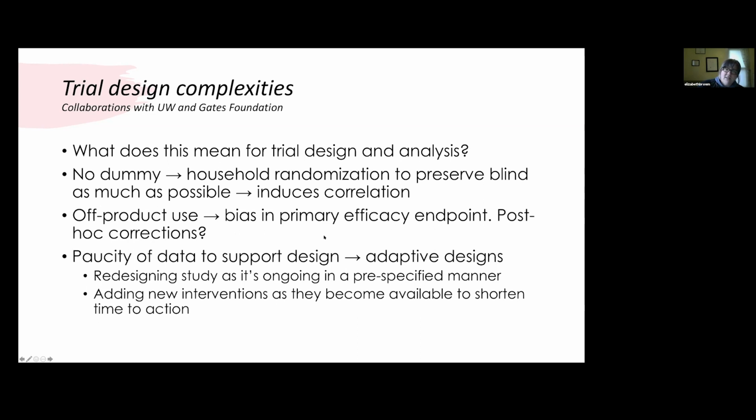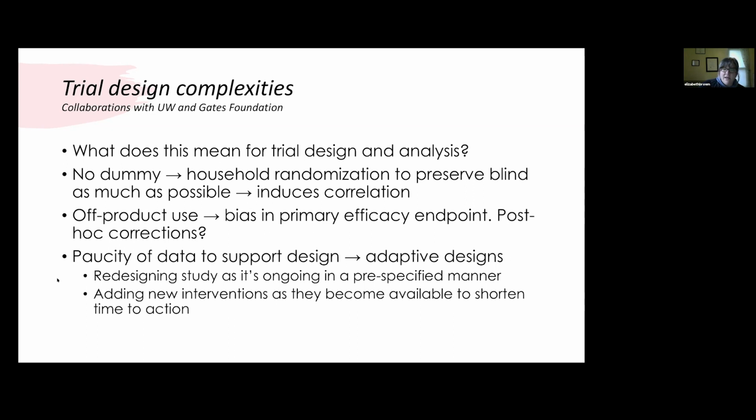And the paucity of data to support trial design leads us to this adaptive design scenario where we're really redesigning studies as they're going on. And so we have to think carefully about what our plan is ahead of time for how we might plan to incorporate emerging data, both from the trial and from outside the trial, as we redesign these studies while they're in the field.